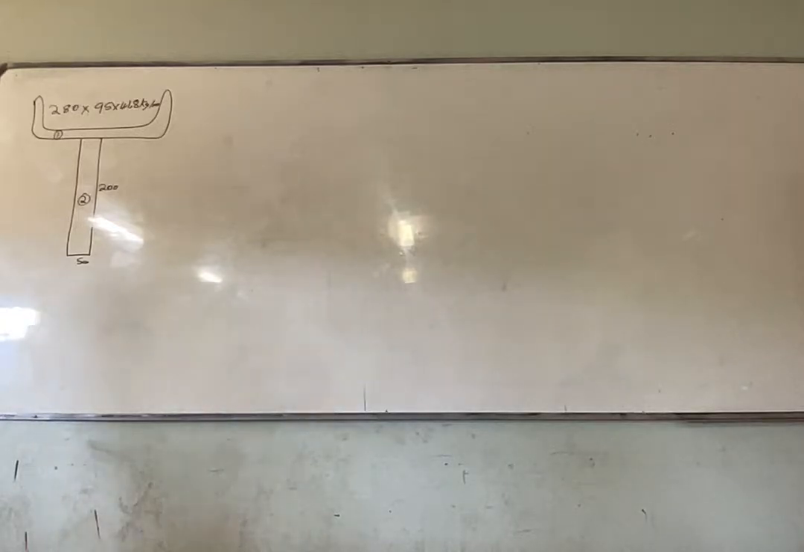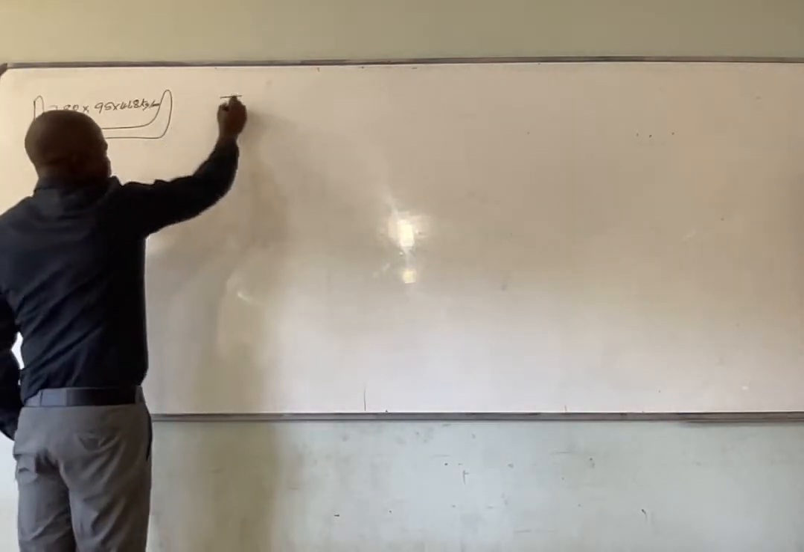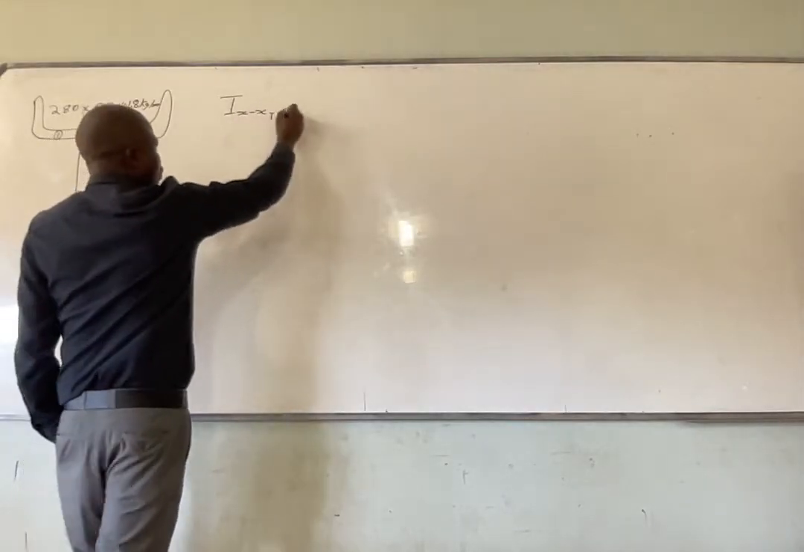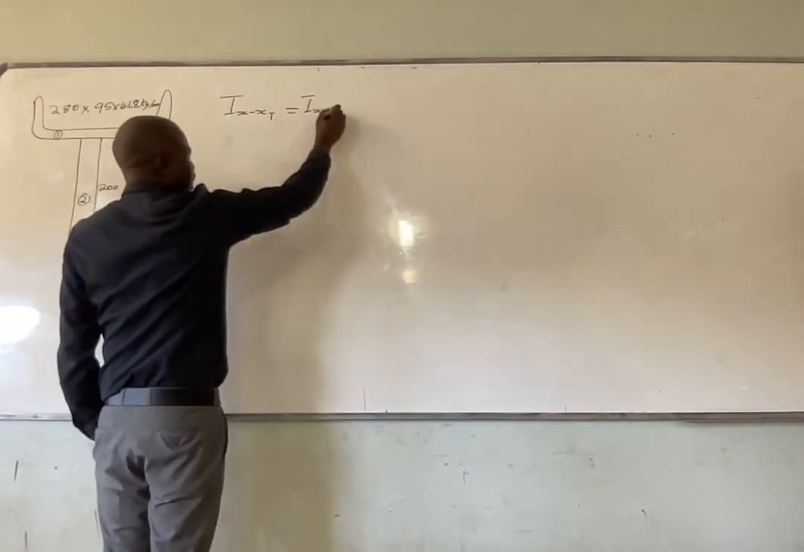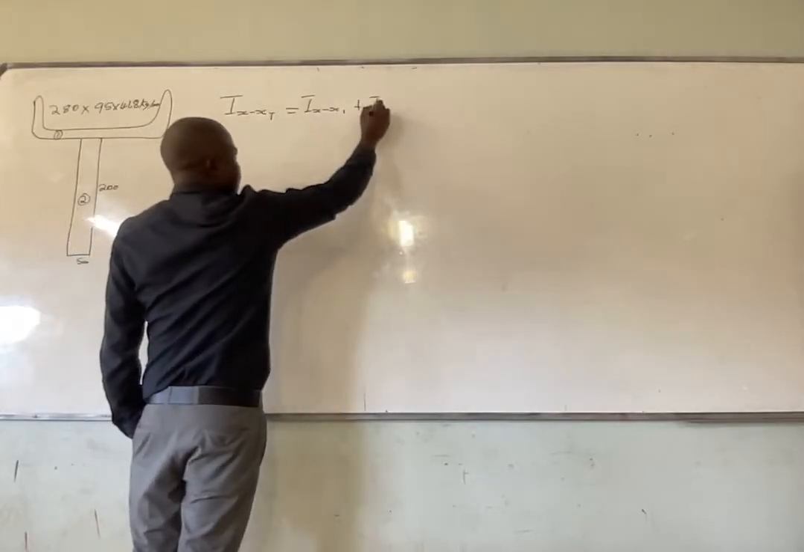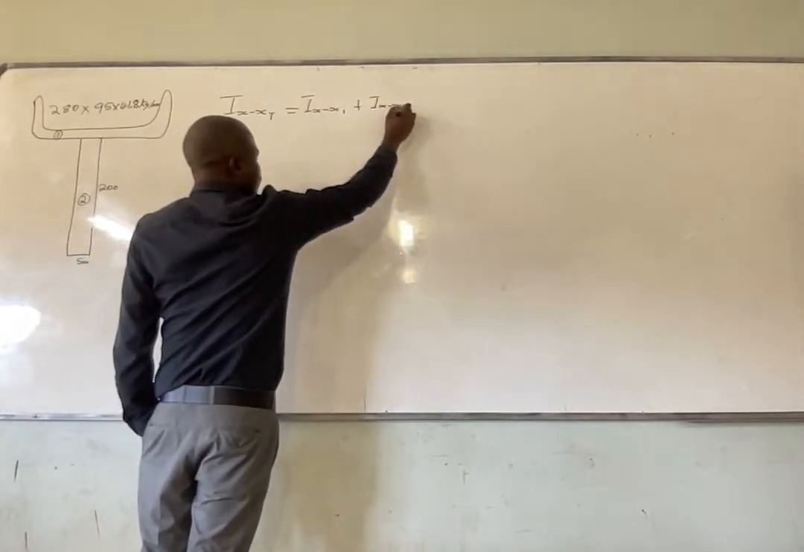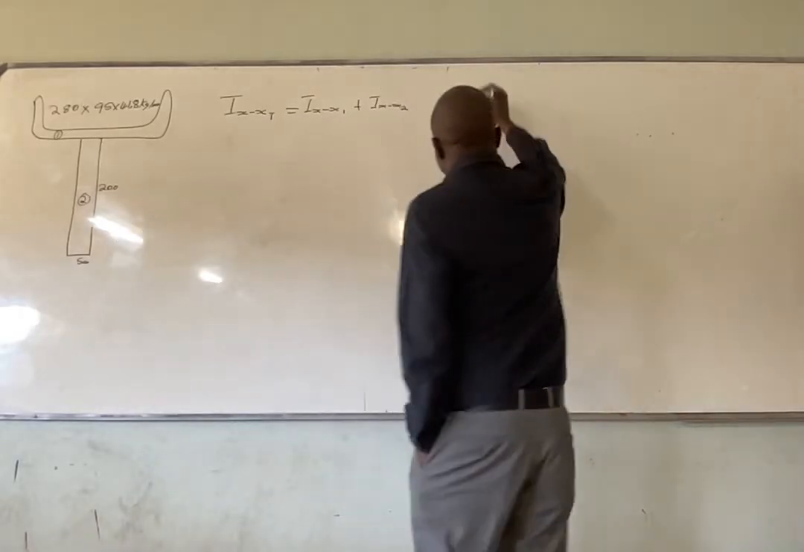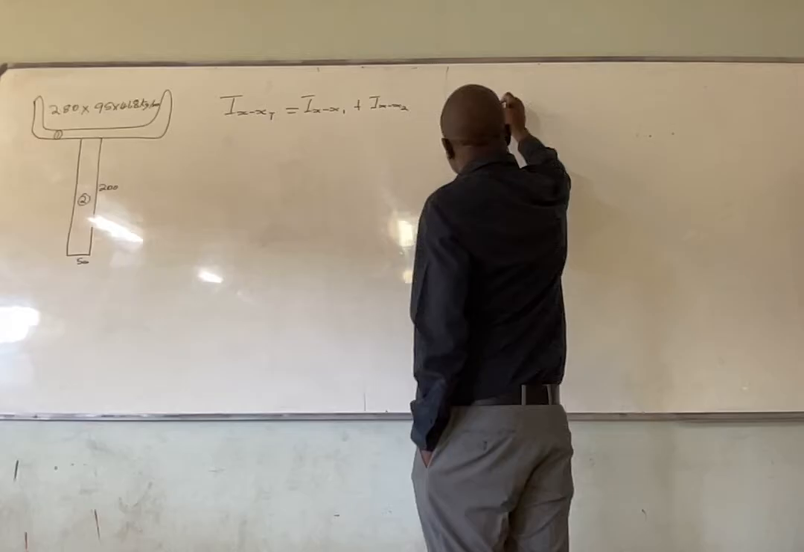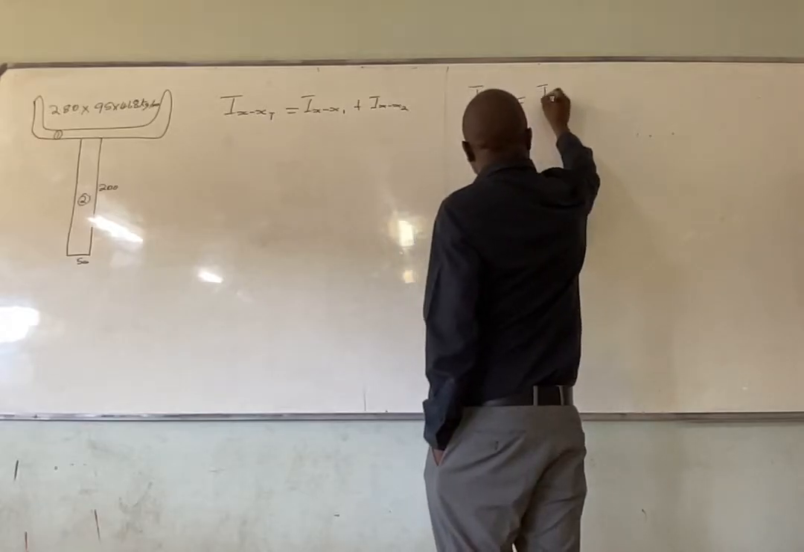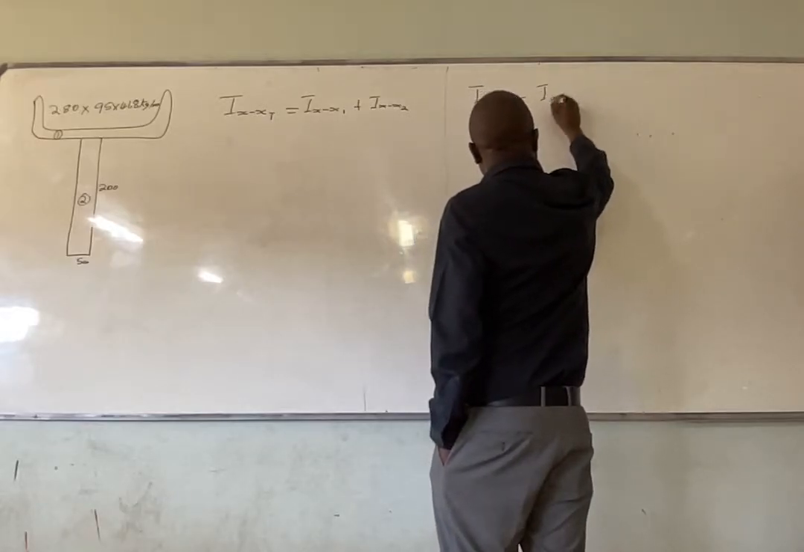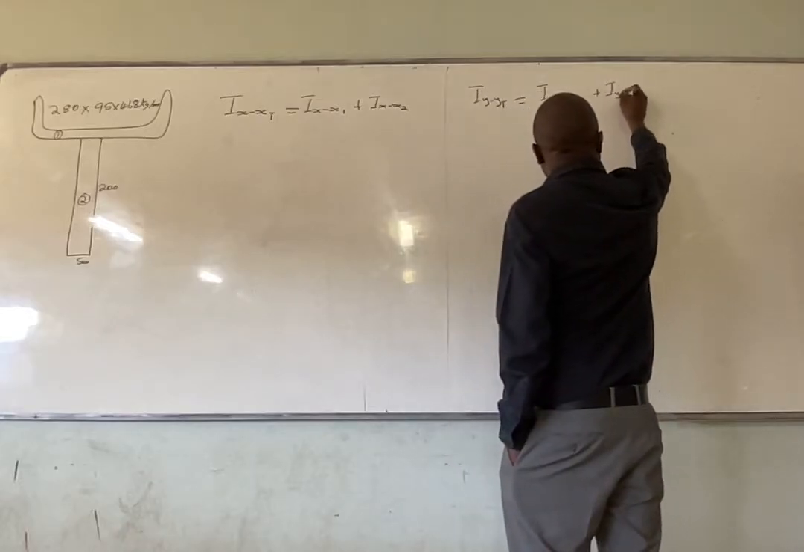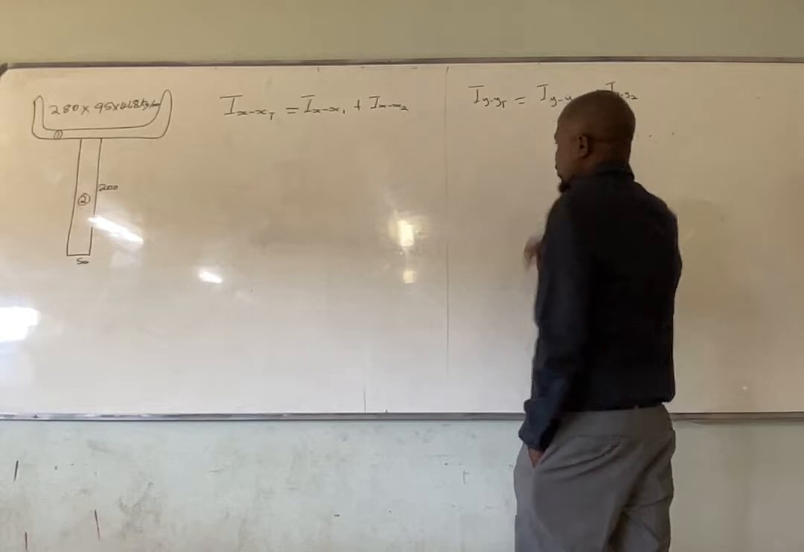So in order to calculate IXX total, it will be IXX1 plus IXX2. Then the IYY total will be IYY1 plus IYY2.